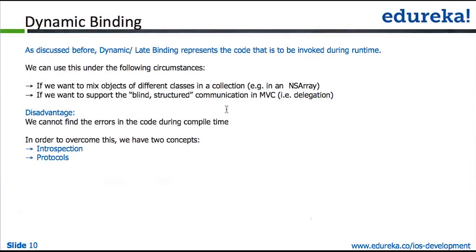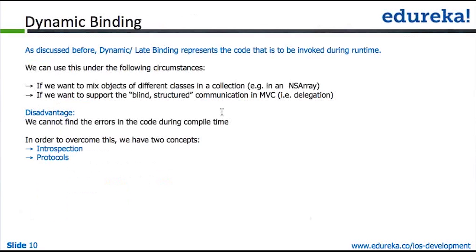Yeah, the disadvantage is that you cannot find the errors in the code during compile time. Okay, so now how to find the middle ground between this? Either you have to strongly statically type them into distinct classes, or if we let them loose, then we have potentially dangerous situations during runtime. So the middle ground for this is where we come across these two concepts, introspection and protocols.